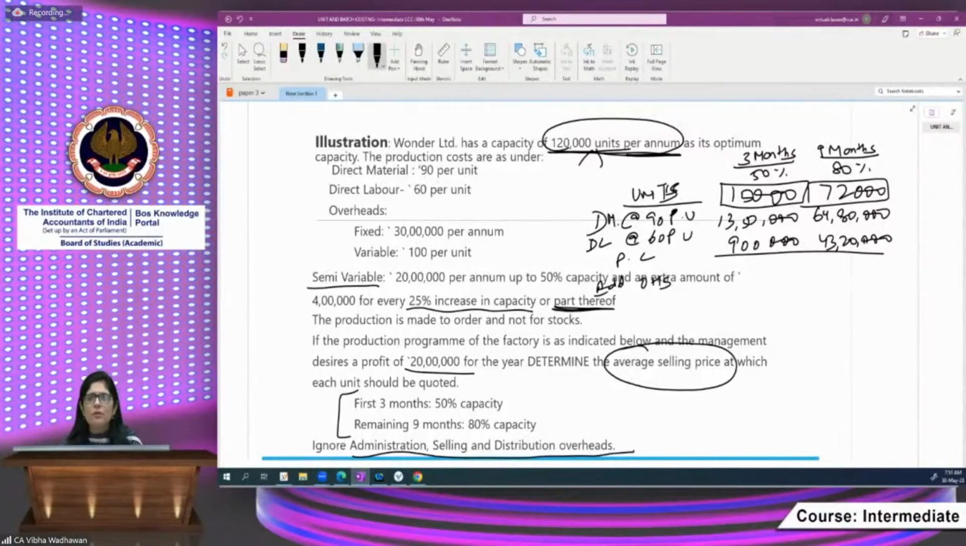You try to understand the difference. If I'm making you write fixed and variable separately, that does not mean that I am contradicting absorption costing. See, in this question also, overheads, fixed and variable, are given separately. So what's the problem in writing them separately? It will not contradict your absorption costing. I hope you understand this.